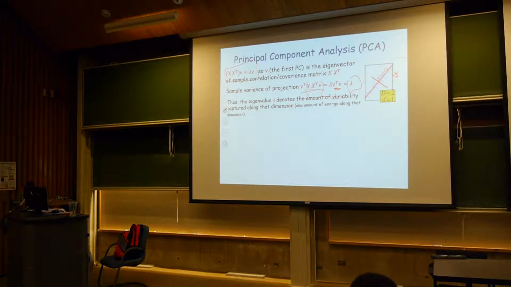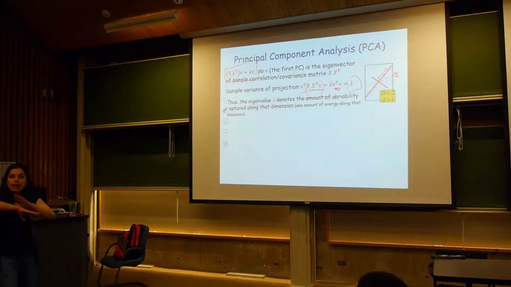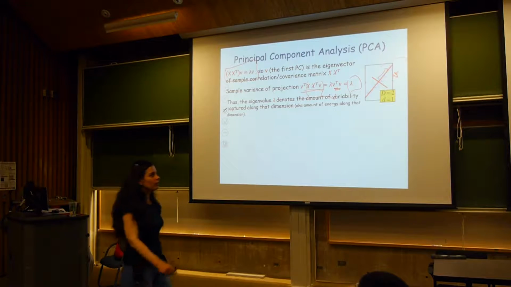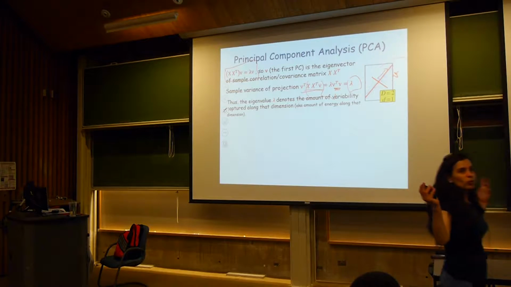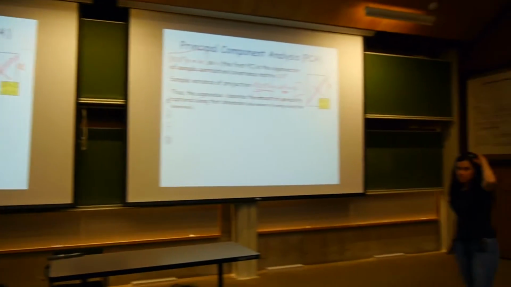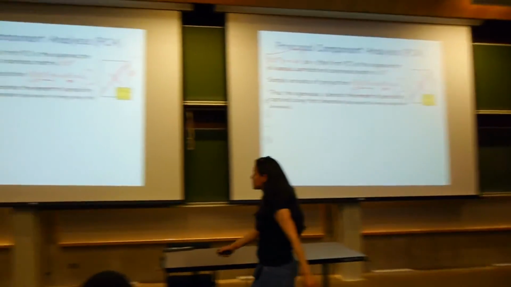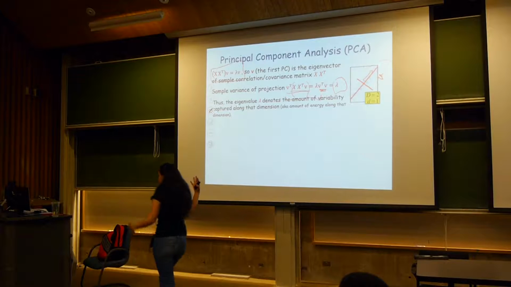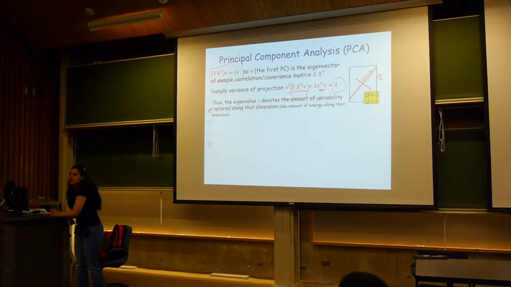So lambda, the first eigenvalue of the sample covariance matrix, exactly captures the amount of variability along the direction of the first principal component, along the first principal eigenvector of the sample covariance matrix. People refer to this as the amount of energy in the direction, for natural reasons. These principal components are nice objects.